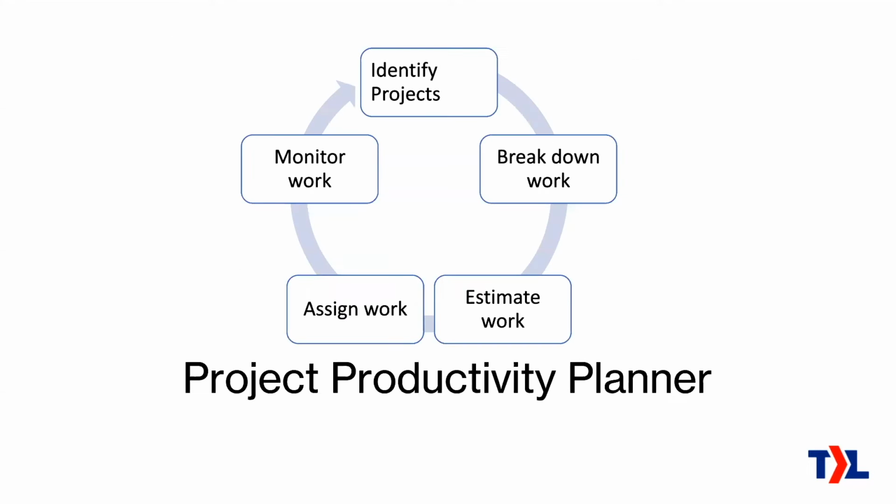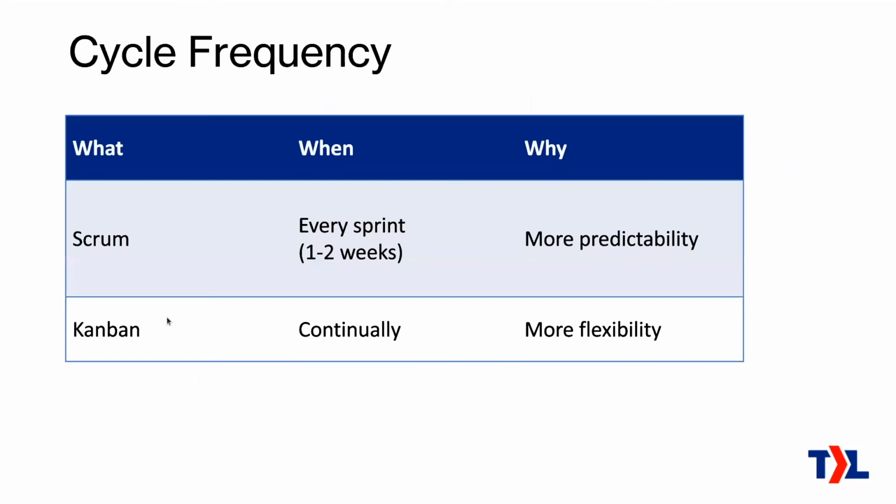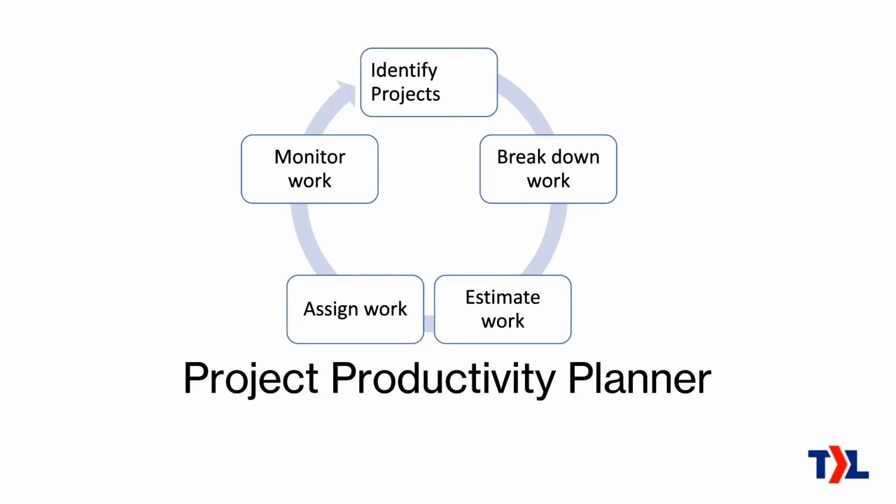Okay, so let's get into it. We call this the Project Productivity Planner, just a way to remember this. It is a cycle. That's what I'm going to be explaining today, the project management cycle. First, you identify the projects that you have. You're going to break down the work of the projects or a part of the project. Then you estimate it. Then you assign it. And then you're going to be monitoring the work. You can do each of those stages from a Kanban board. We're going to go through each of those steps and then start again. So it's a cycle.